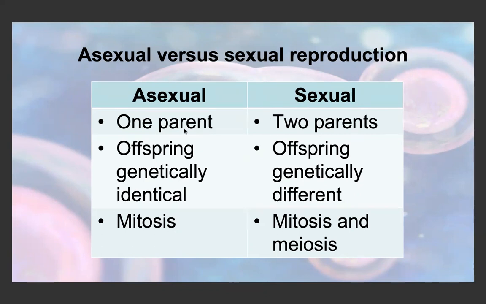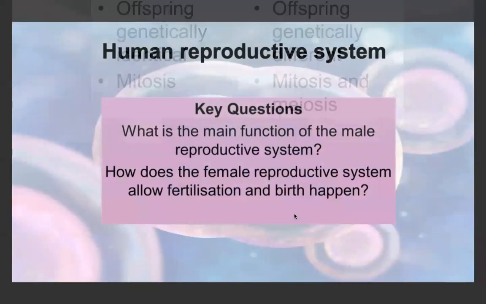Some of the differences, we briefly spoke about them, but for asexual reproduction, you only need one parent. Sexual, you need two. Asexual reproduction produces genetically identical offspring, where sexual is genetically different or genetically unique offspring. Asexual reproduction only involves mitosis. Sexual reproduction is mitosis and meiosis.